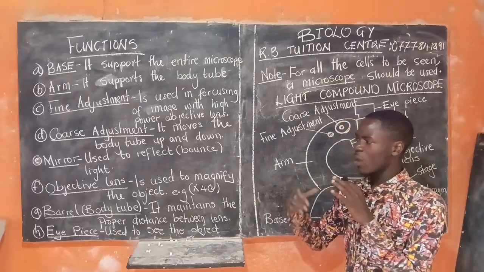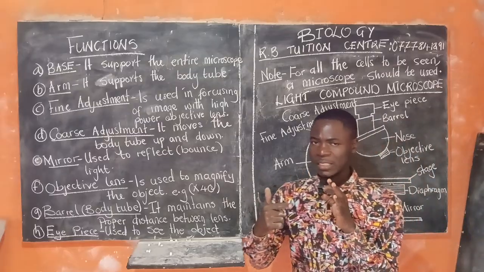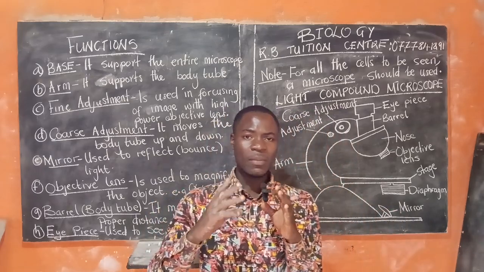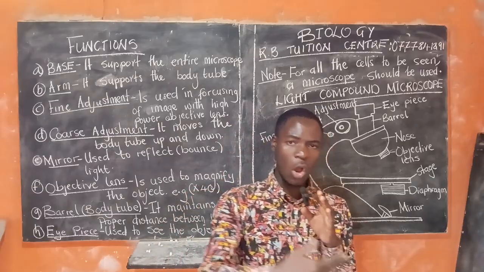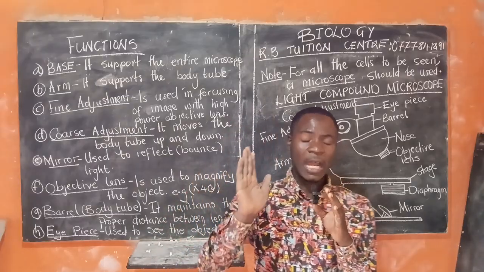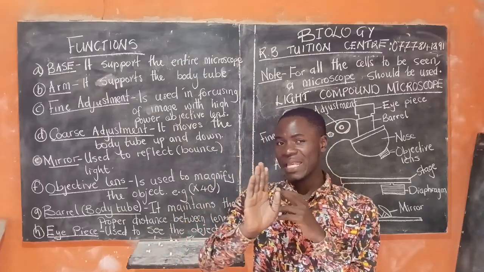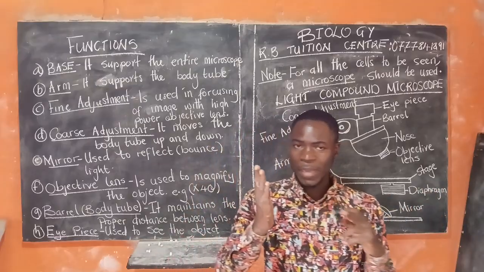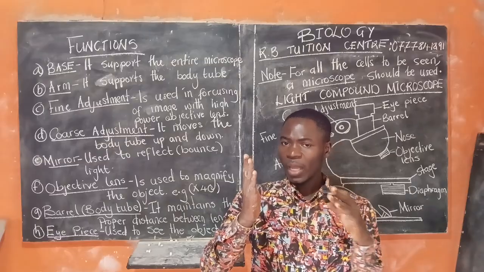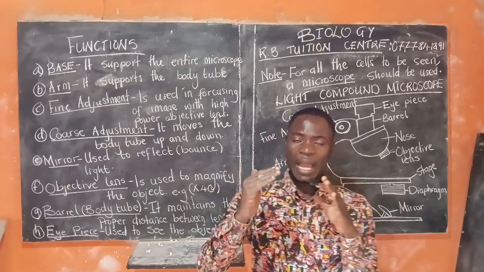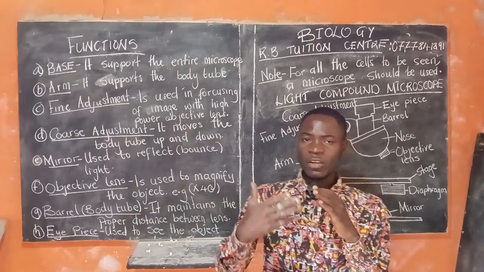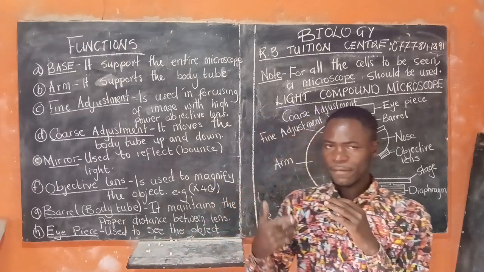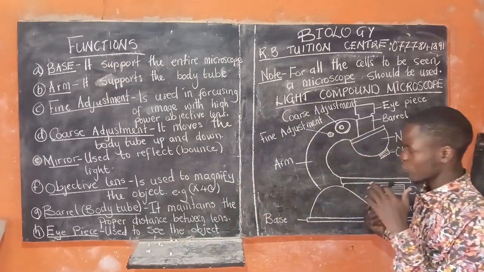Then we have the mirror, which is used to reflect or bounce light. What is the meaning of reflecting? To reflect simply means to bounce light back. Once light strikes an opaque mirror, one that is not transparent, it bounces back from there. So the function of the mirror is to reflect light.